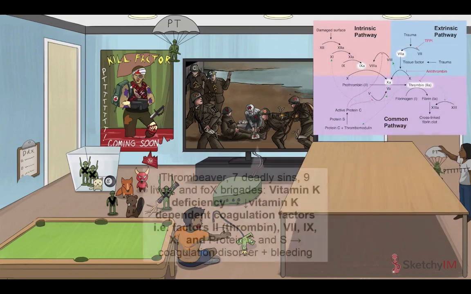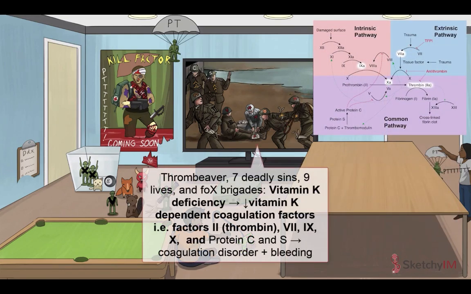The vitamin K dependent coagulation factors are those that require carboxylation by vitamin K in the liver and include factors 2, or thrombin, 7, 9, and 10.